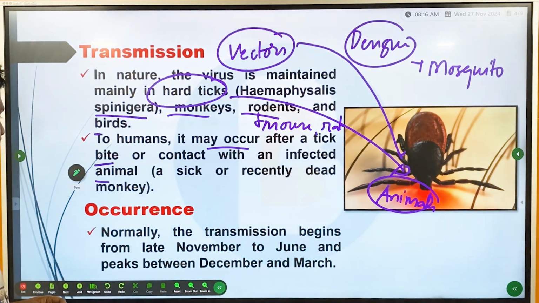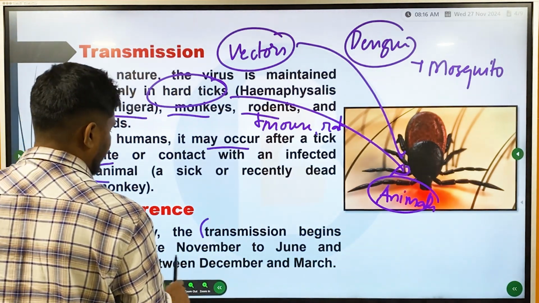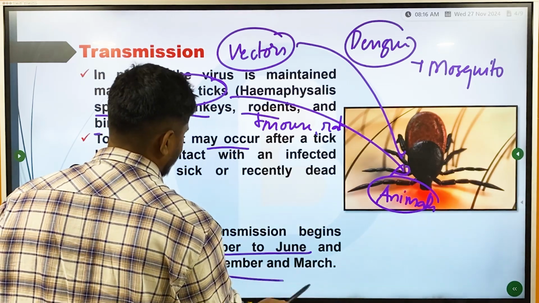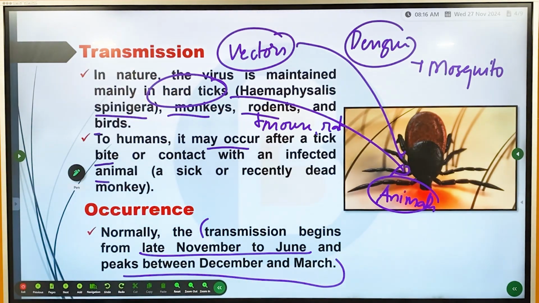Okay, the occurrence is normally, the transmission begins from late November to June and peaks between December to March. Okay, so it is post monsoon time. During the winter season of Karnataka, it is more prevalent in Karnataka.